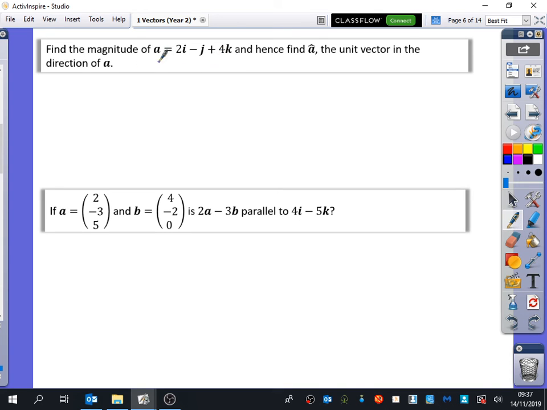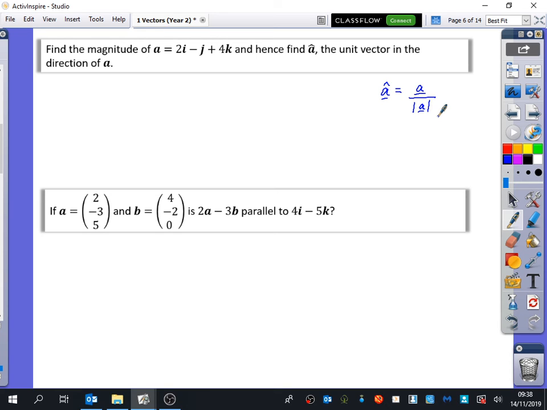We've been asked to find the magnitude of this vector, and hence find A with this little hat on top of it. We sometimes call that A hat. It's called a circumflex. And it's the unit vector in the direction of A. Does anybody remember how you find a unit vector? You divide it by the magnitude. I'll quickly write that over here. The unit vector is the vector A divided by the magnitude of A. Kind of makes sense. If a vector is 5 units long, get the normal vector and divide it by 5, and it will then only be 1 unit long, which is a unit vector.